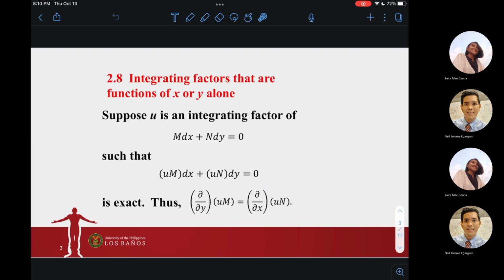Now, I think na-disconnect yung tablet ko. So hold on, let me reshare my screen.